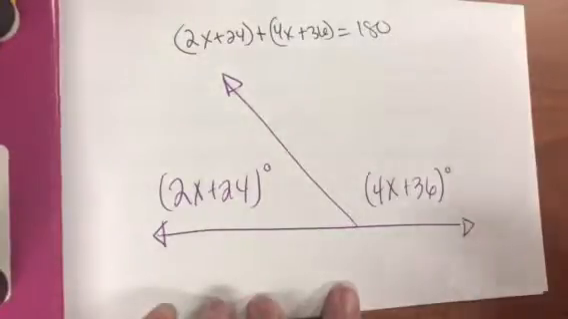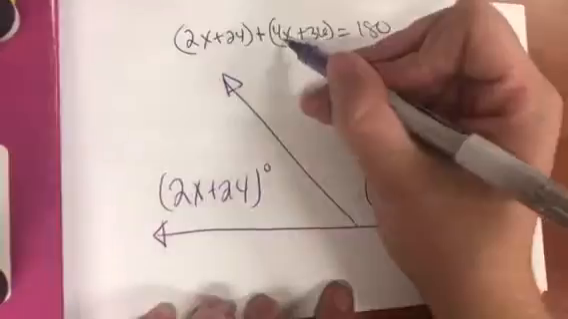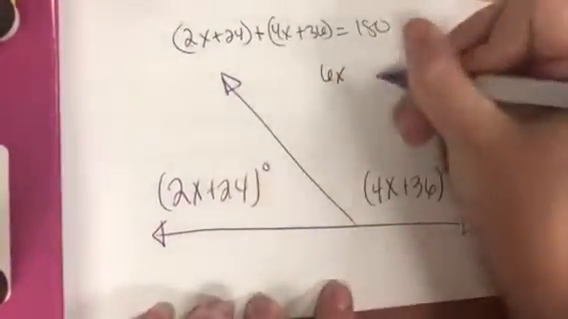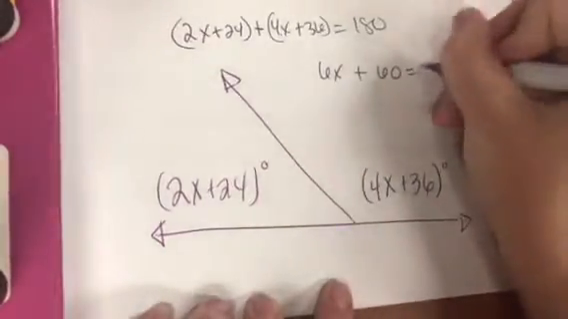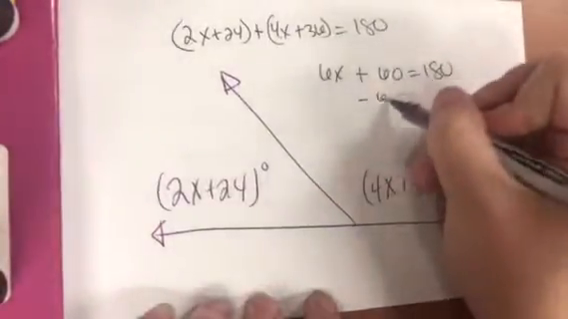Oh my gosh. Combine like terms. Yes. So there are 6 x's because I've got 4 here and 2 here. So 6 x's plus we've got 60 equals 180. This is a solving equation. Easiest equation too. So now I just subtract 60.